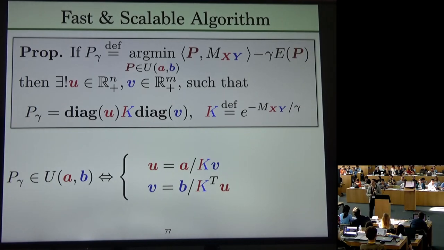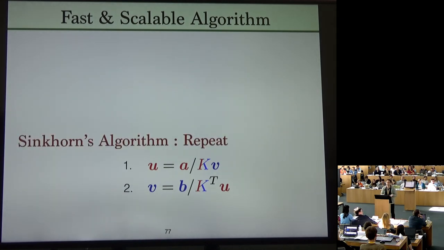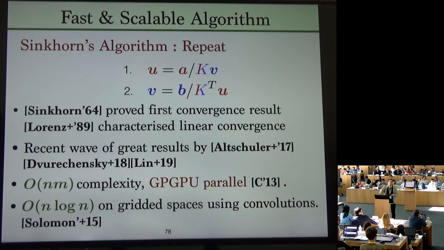Okay. So what kind of algorithm can you use to solve this? You just use what people call a fixed-point algorithm. You just iteratively enforce the first condition, and then enforce the second, and then the first, and the second, and the first, and the second, etc., until this converges. And if the problem is well posed, it will converge. And this is what Sinkhorn proved in the 60s. So Sinkhorn showed that if you want to have the solution to this kind of problem, this algorithm works.